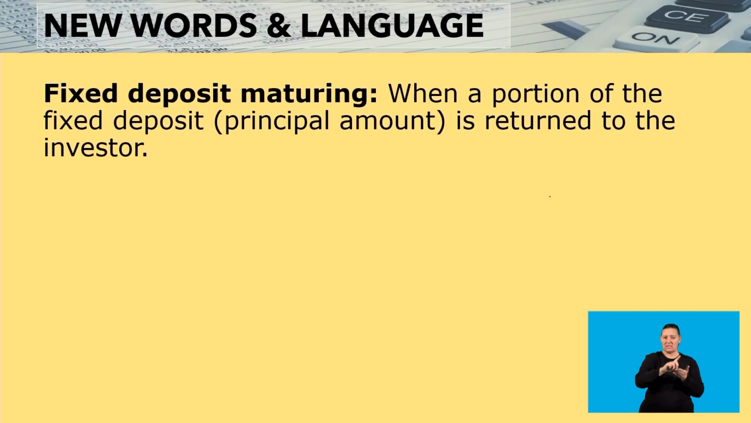Here are new words and language that I will explain in today's class. Fixed deposit maturing. This is when a portion of the fixed deposit, that is the principal amount, is returned to the investor. So you will see in today's class, we're going to talk about a fixed deposit, an investment that matures, and what we are going to do with that part of the fixed deposit that would have matured.